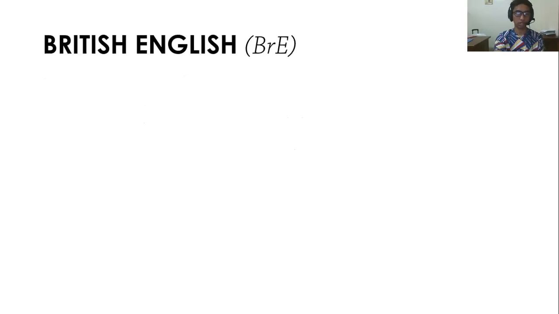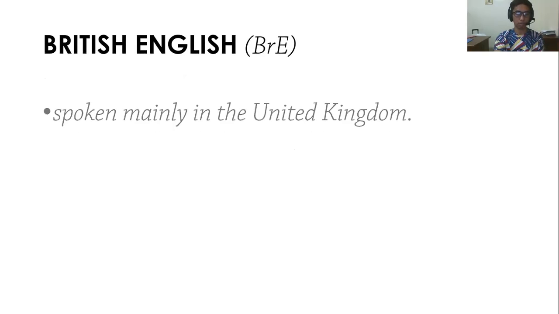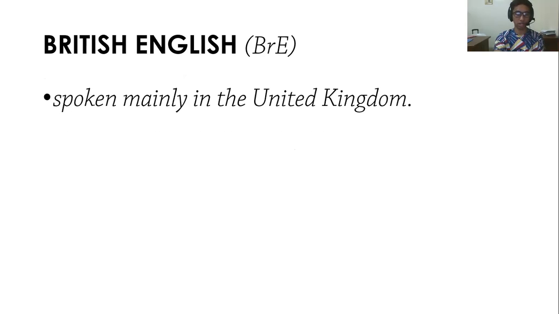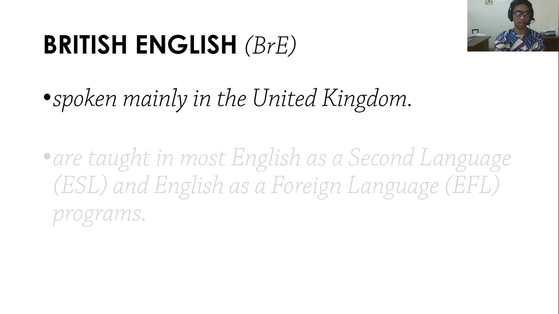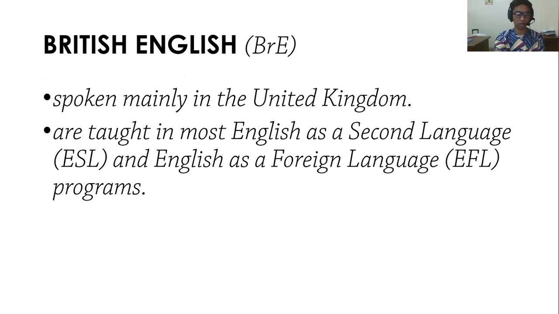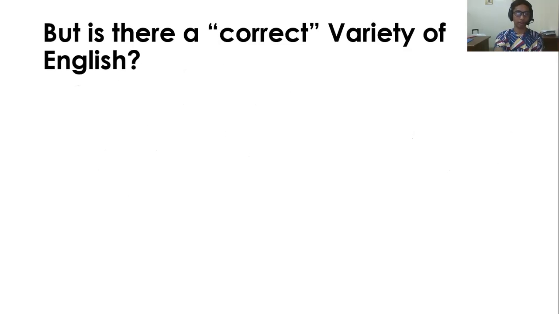And the last one is the British English, with the abbreviated form BRE. This is a variant of English spoken mainly in the United Kingdom. And this English variant together with American English are taught in most English as a second language, or ESL, and English as a foreign language, or EFL, programs. But is there a correct variety of English?